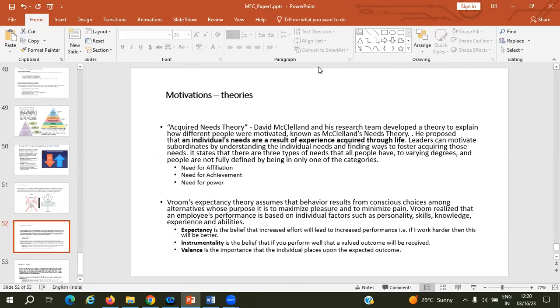You do believe, but you are calculating what gain you are getting. That behavior is called instrumentality. Another behavior related to that is valence. Valence is what? When you are believing, when you are calculating, what is the outcome of it?